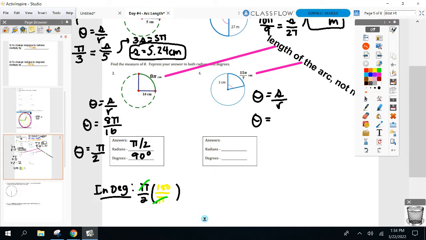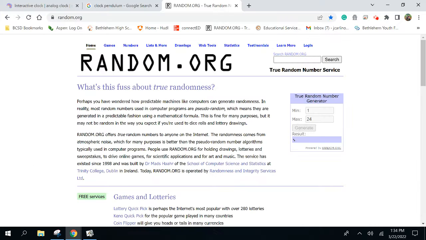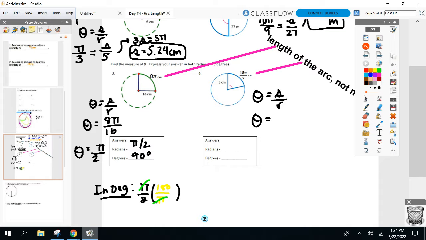Theta equals, what's your S value here? The arc length? Arc length. I'm going to plug that in for S: 15 pi over 7, over the radius of 5. And this is where algebraically we got to remind ourselves, what do I do in this case? Because you don't plug this in your calculator, right? Because you guys know if this is radians, I need what in my answer? A pi.